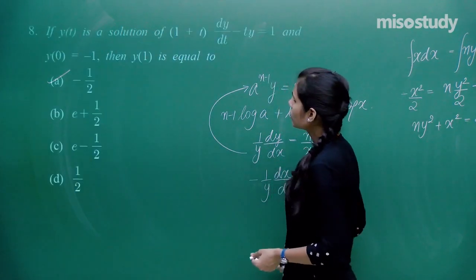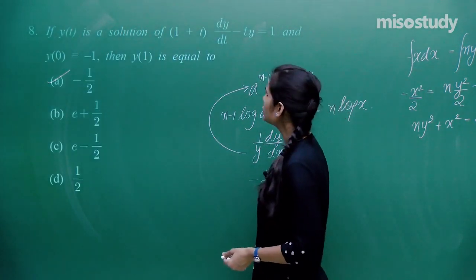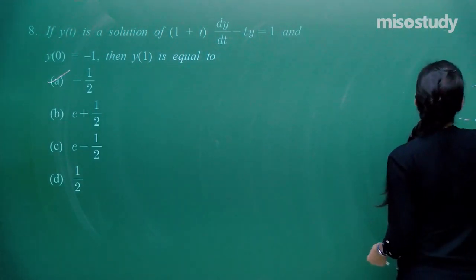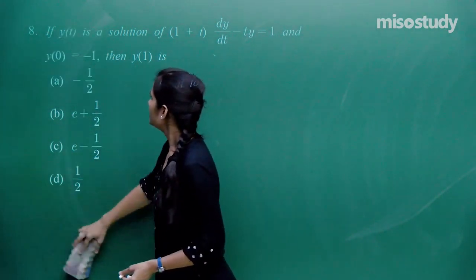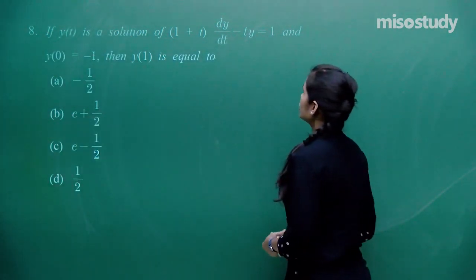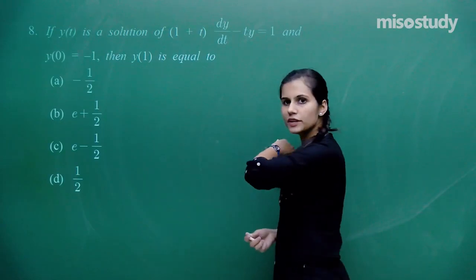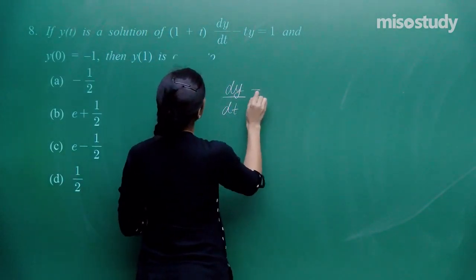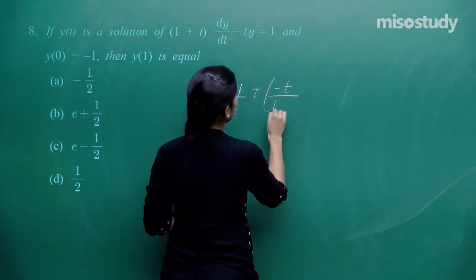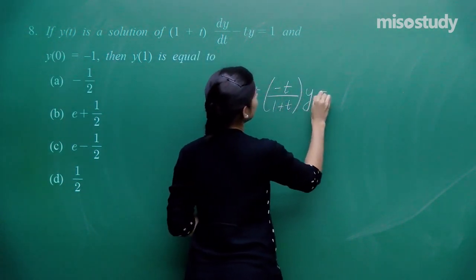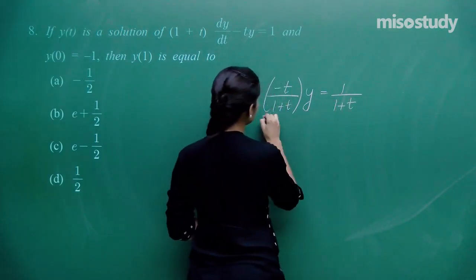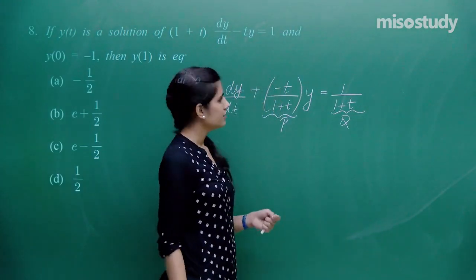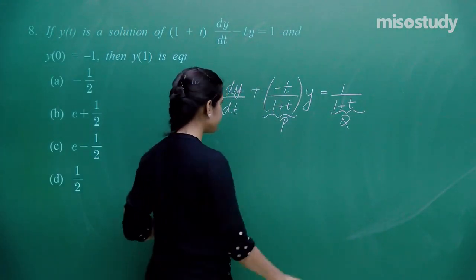Next question is what? It says if this is the solution of this differential equation and y of 0 is minus 1, then y of 1 is equal to what? Let's calculate. Again you can see this is a linear differential equation. Write it in the standard form. dy by dt plus minus t upon 1 plus t y equals 1 upon 1 plus t. This is p, this is q, which are functions of the independent variable t.